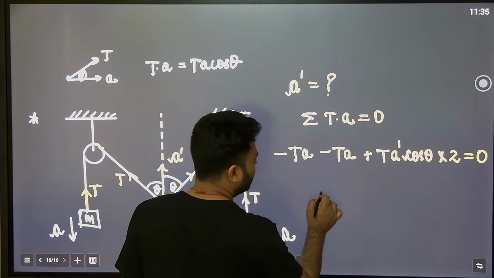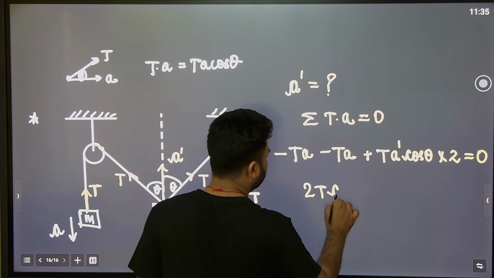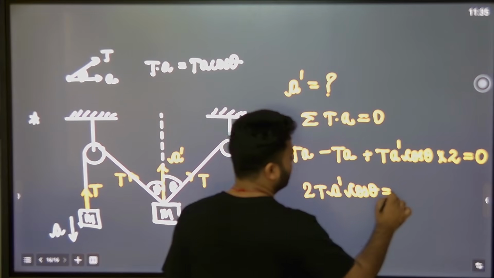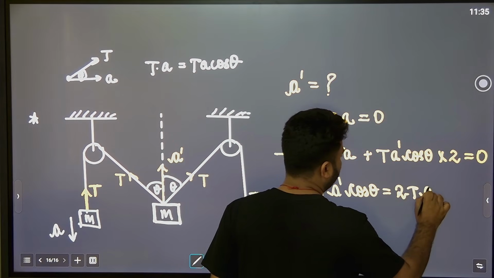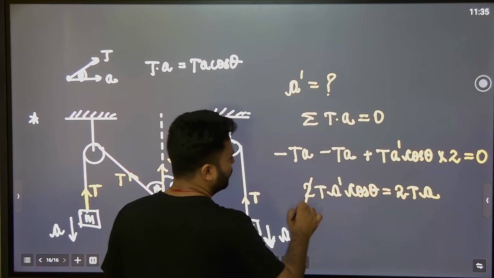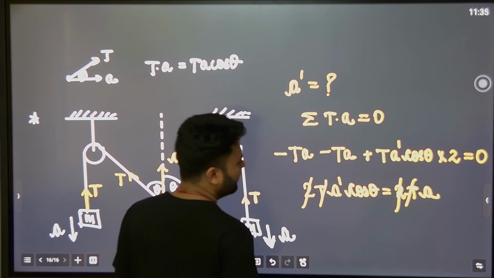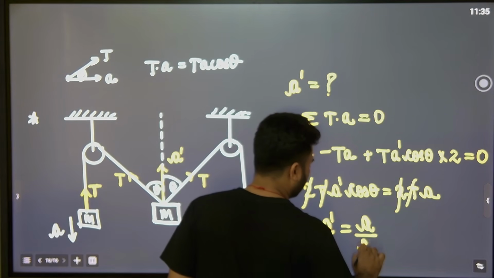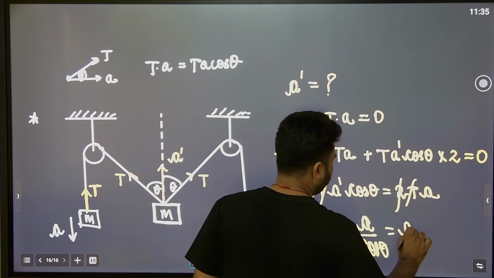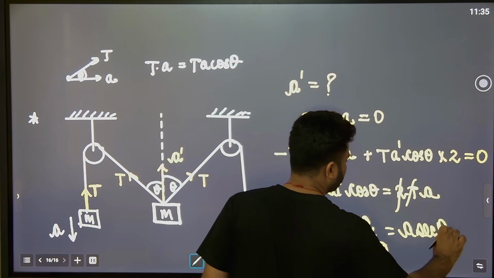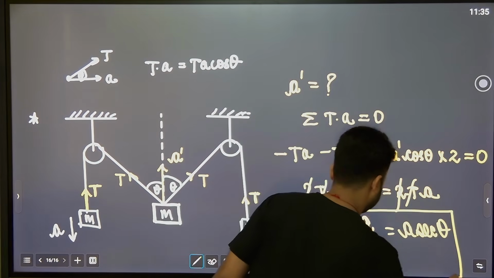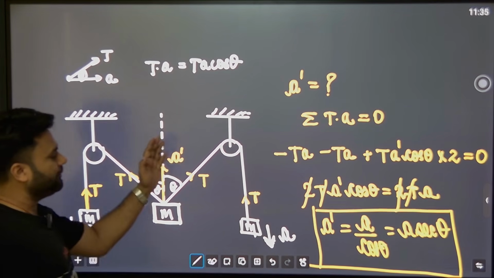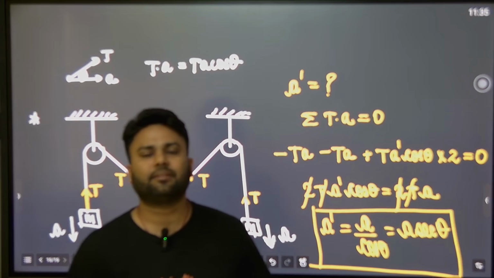So finally, 2T A dash cos theta equals minus TA will go that side, so plus 2TA. Correct? So 2 cancel, T cancel. So A dash equals A divided by cos theta, or A sec theta. This is the answer. Means if these two objects are going down with A acceleration, this will go up with A sec theta acceleration.